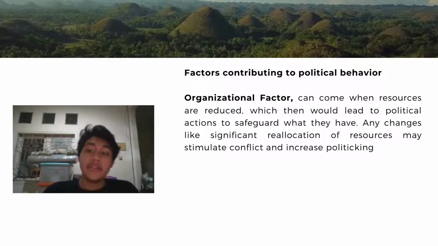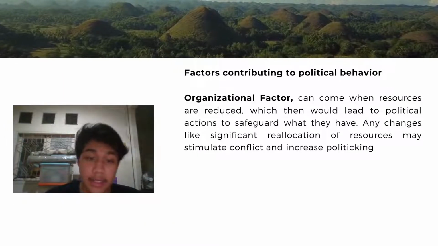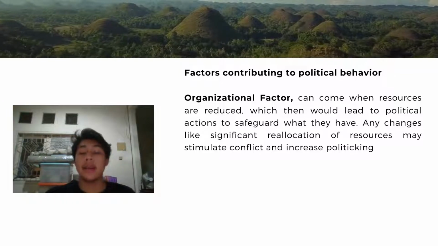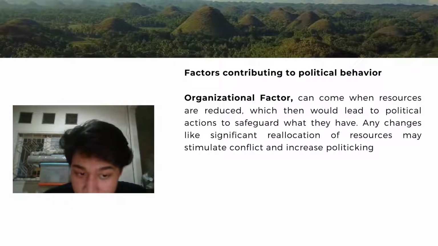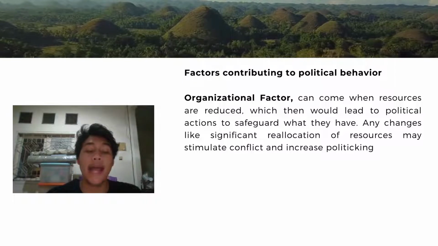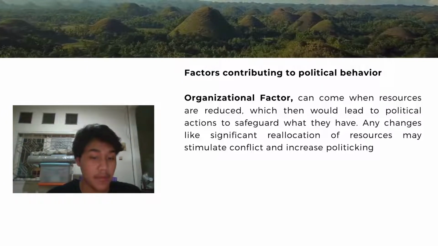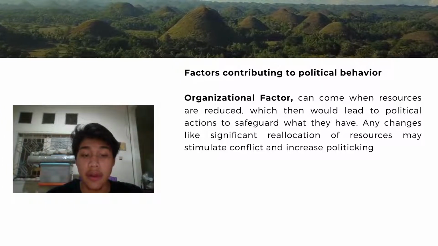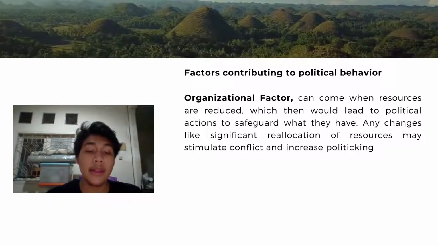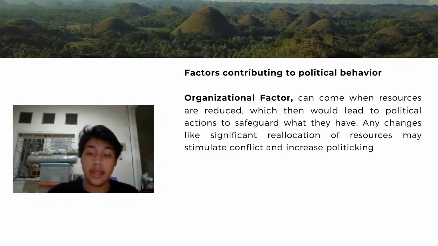The second factor contributing to political behavior is organizational factors. This can come from when resources are reduced, which then leads to political actions to safeguard what people have. Any changes, like significant reallocation of resources, may stimulate conflict and increase politicking.